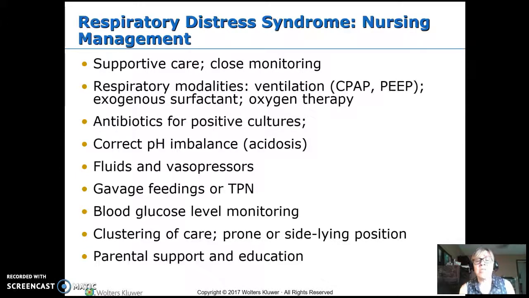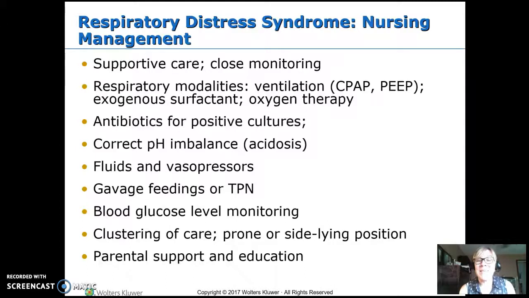Exogenous surfactant, so we actually give them surfactant. Put down an ET tube, squirt in surfactant, and they probably will need some oxygen as well. Antibiotics, if there are positive cultures, and correcting pH balance. We're worried about acidosis, respiratory acidosis. They're not able to exhale the CO2. Fluids and vasopressors, we need to keep them hydrated. Keeping the blood pressure stable can be a problem.